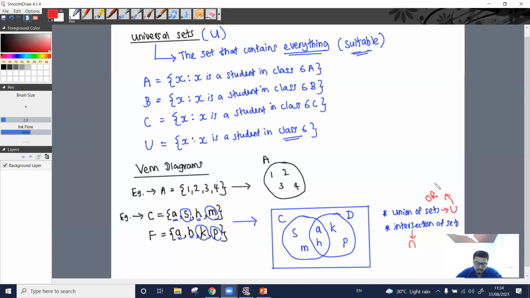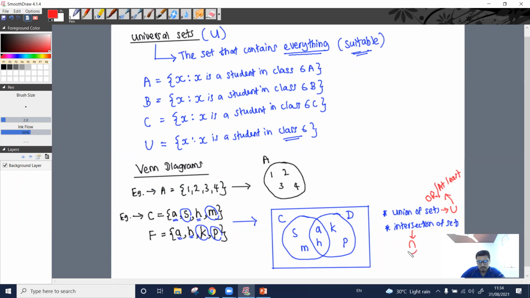Or we can say at least. The students who like at least one of these 2 games. At least one of these 2 sports. At least. Right? What the union expresses is these words: 'or', or 'at least'.